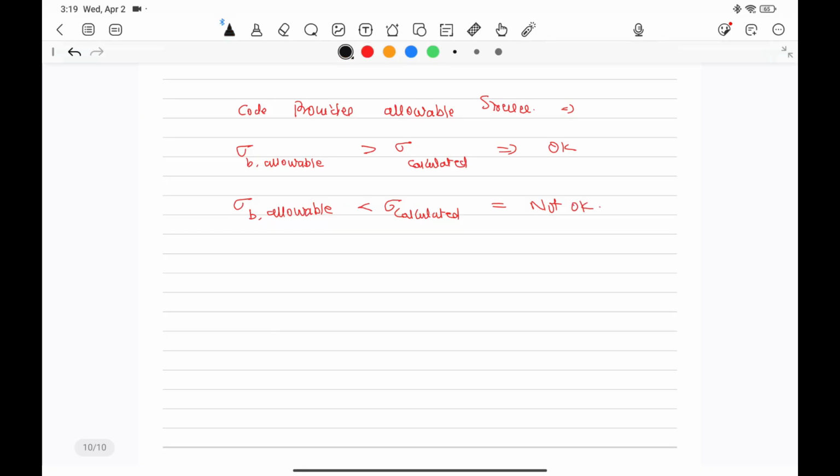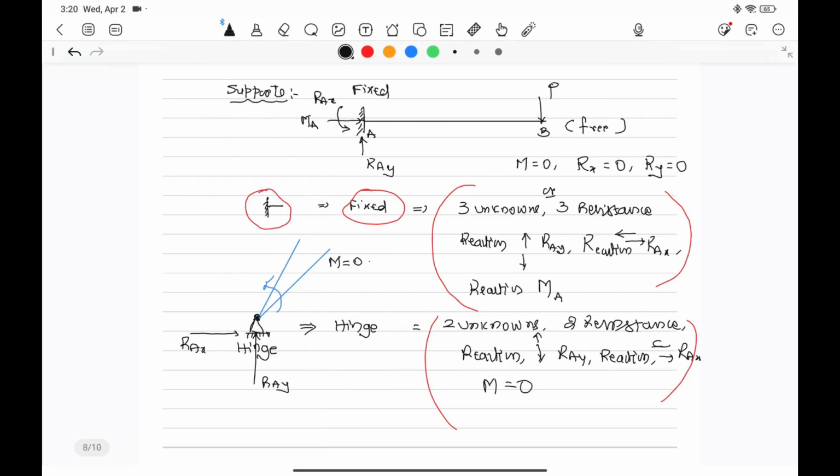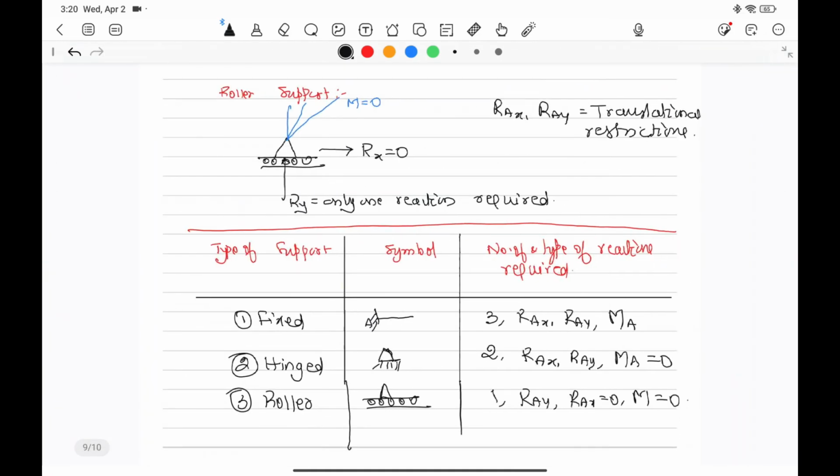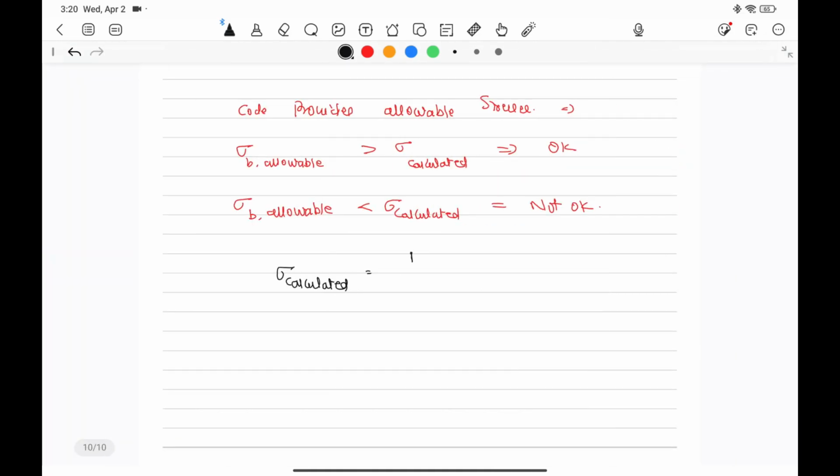Now, what is sigma calculated? What is that? M by Z. Bending moment by Z. What is Z? Second moment of inertia divided by y max.